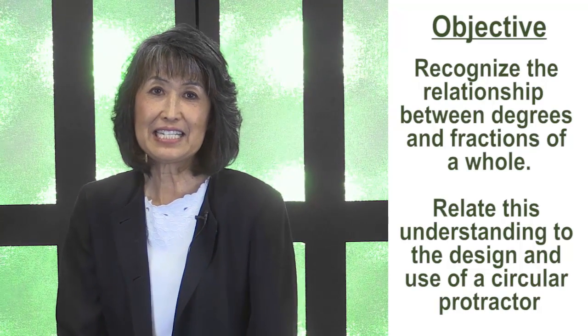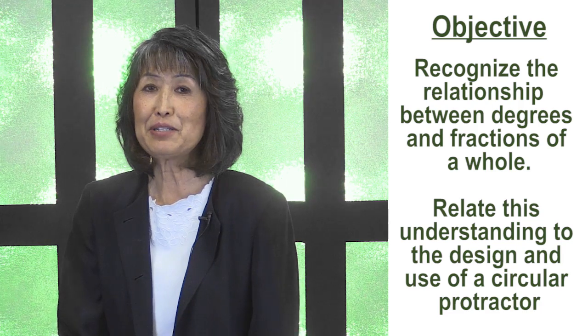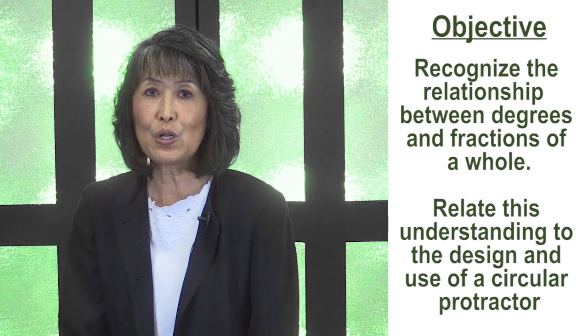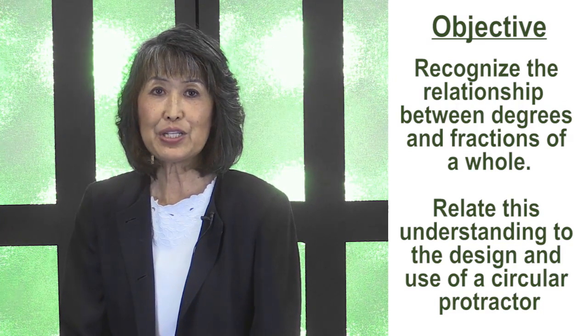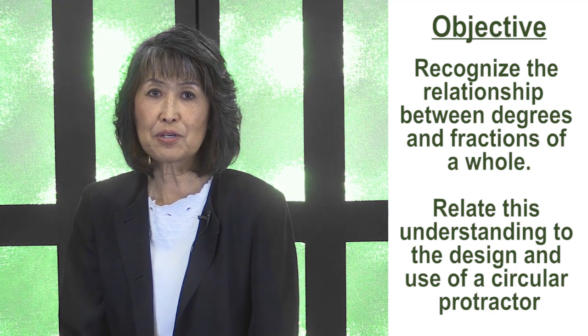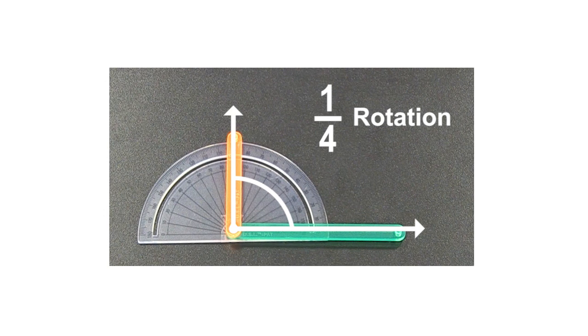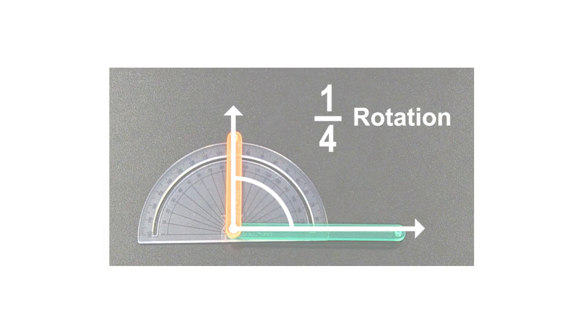The objective of this lesson is to recognize the relationship between degrees and fractions of a whole and relate this understanding to the design and use of a circle protractor. In the previous lesson, students learned how to name angles with specified rotations in relation to fractions of a circle. In this lesson, they will relate that knowledge with use of a circle protractor.